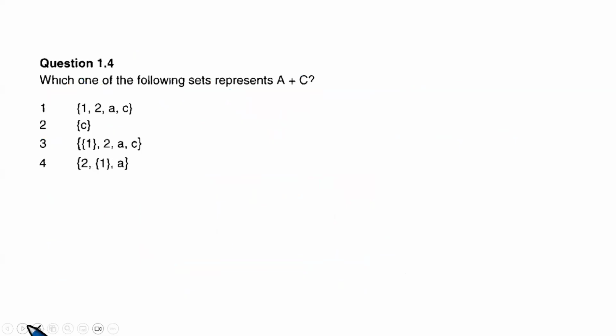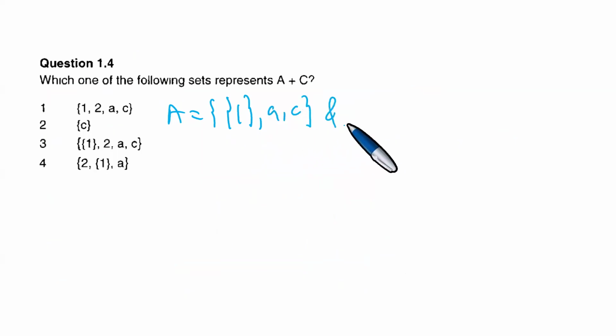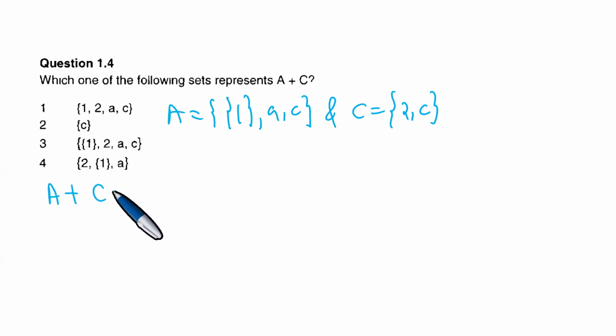Right, so now we're going to look at the sum of the two sets, A and C. So if we take note and remember that the set A itself contains 1 as a singleton, but it also contains the following: A and C. We remember from the given information, C contains 2 and C. A plus C.